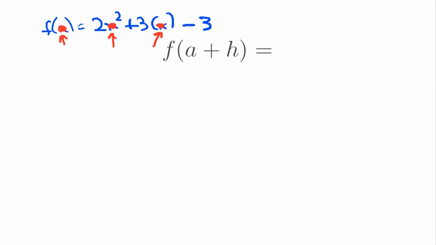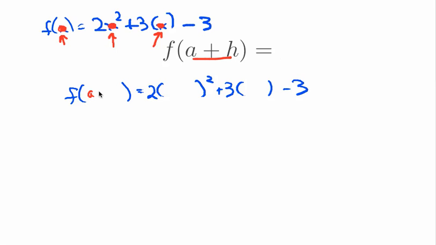So let me just do this first of all. f of blank equals 2 times blank squared plus 3 times blank minus 3. And in this problem 4, we're asked to fill in the blank with a plus h. Okay, well here I go. I'm filling in the blank with a plus h. This is what it means to say f evaluated at a plus h. I'm just going to replace the input with a plus h, whatever that is.